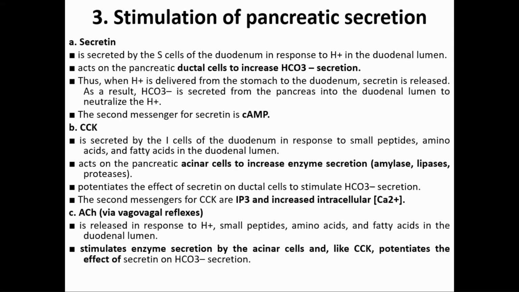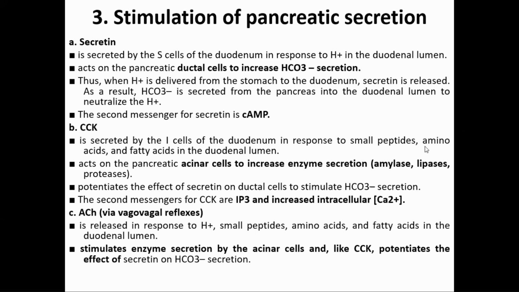Then next is cholecystokinin. Cholecystokinin is secreted by the I cells of the duodenum in response to small peptides, amino acids, and fatty acids in the duodenum. Cholecystokinin acts on the pancreatic acinar cells as well as on the gallbladder, because we have the secretion of fats in the second part of the duodenum.